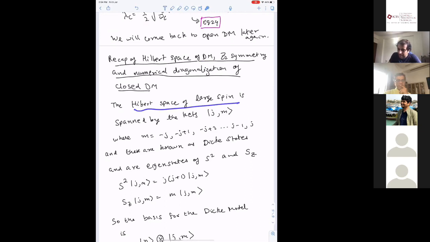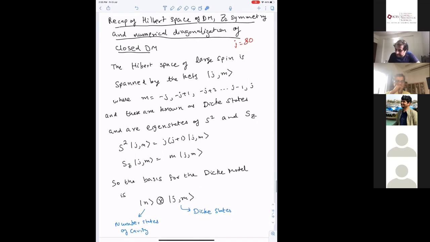Going back to the Hilbert space, the Hilbert space of a large spin is spanned by these kets J and M. I can pick some J, so let me say J is equal to 30. Then it is spanned by 30 comma M, where M goes from this to this. These are known as Dicke states, and these are eigenstates of S squared and SZ.